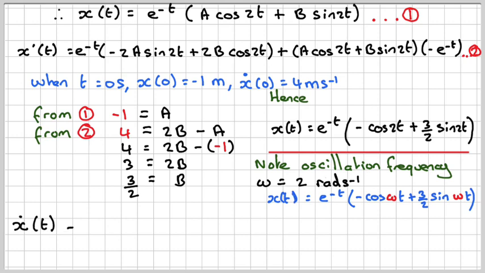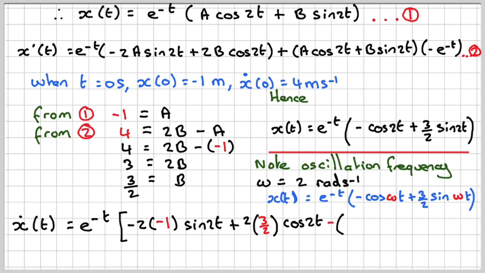Okay, so if we now substitute back into here for the velocity, because we're asked to find the velocity, it's going to be minus 2 times my value of a sine 2t plus 2 times my value of b cos 2t plus minus. Now what I've done here is got minus 1 cos 2t and then minus 3 over 2 sine 2t, taking into account that this one here is a minus sign.